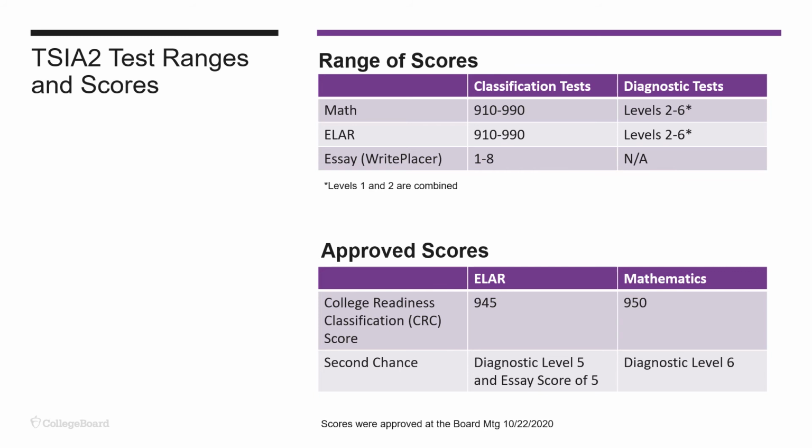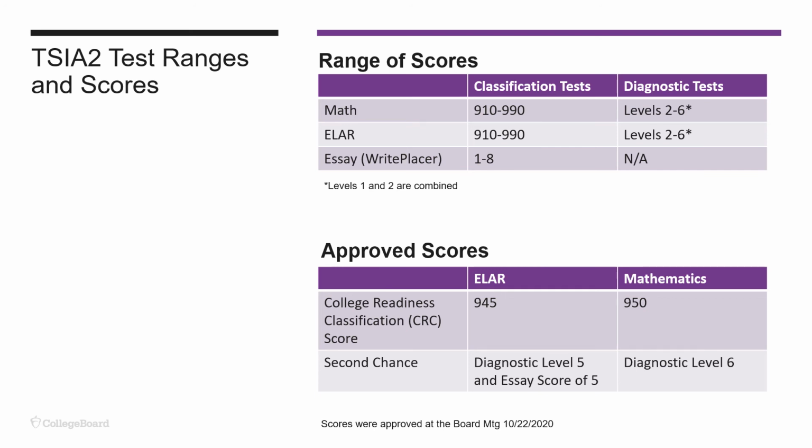If a student takes the diagnostic test, their results will be reported in levels 2 through 6 and have proficiency descriptors of Basic, Proficient, and Advanced. Please note that levels 1 and 2 have been combined, so the lowest level a student could receive is a 2. The TSIA2 diagnostic test will not report a score of 1 to 15 as is reported on the current or former version.